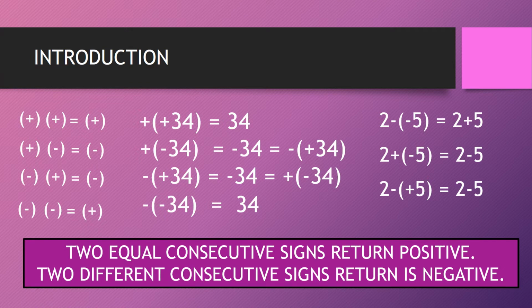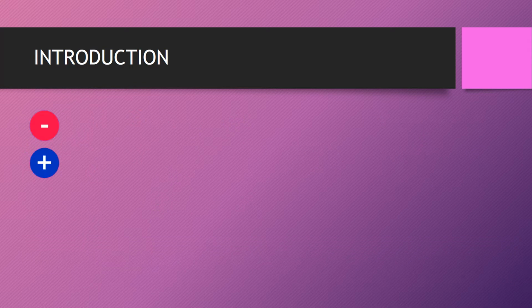And finally, I can give you this final conclusion. If you have two equal consecutive signs, the result is positive. When you have two different consecutive signs, the result is negative. Remember, positive and positive is always positive. Negative with negative is always positive. But different signs give negative.